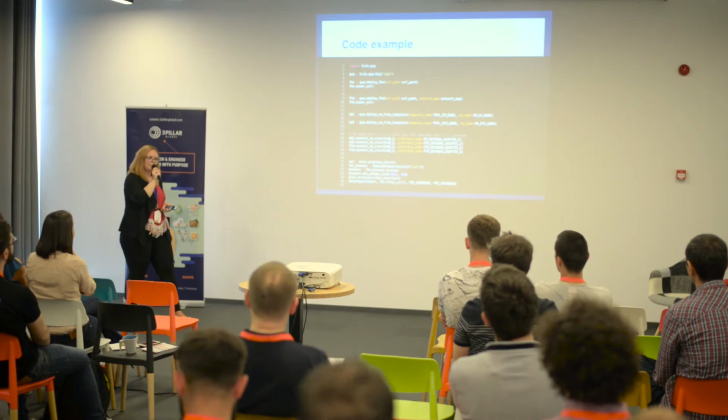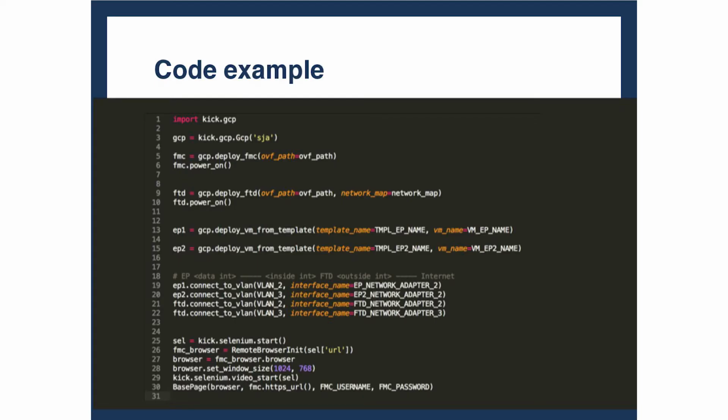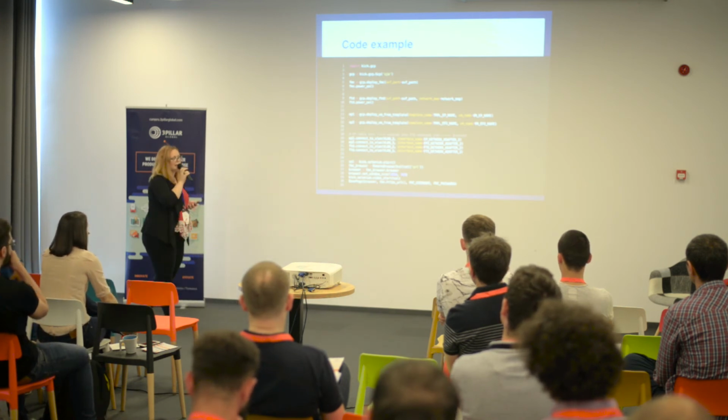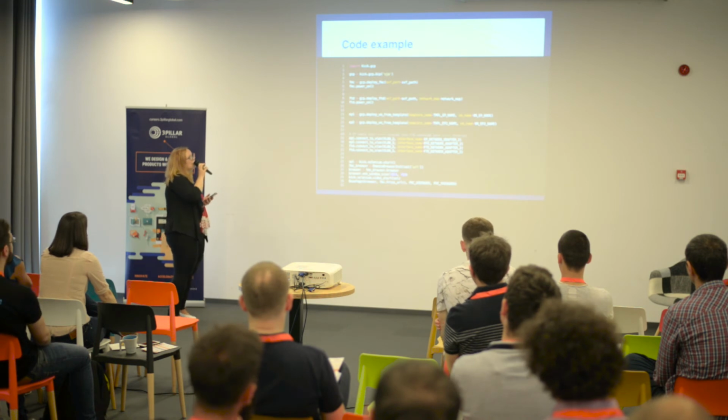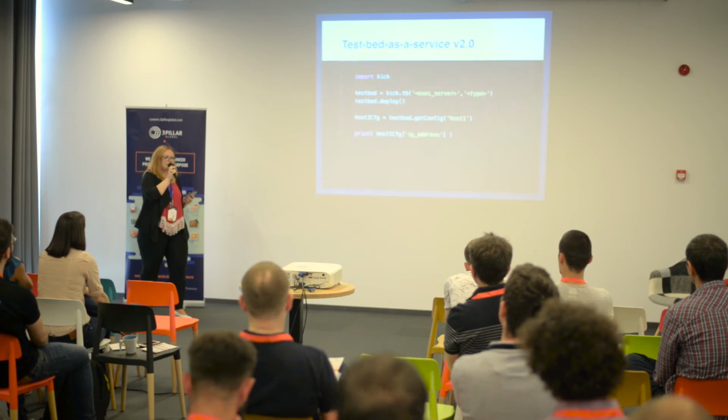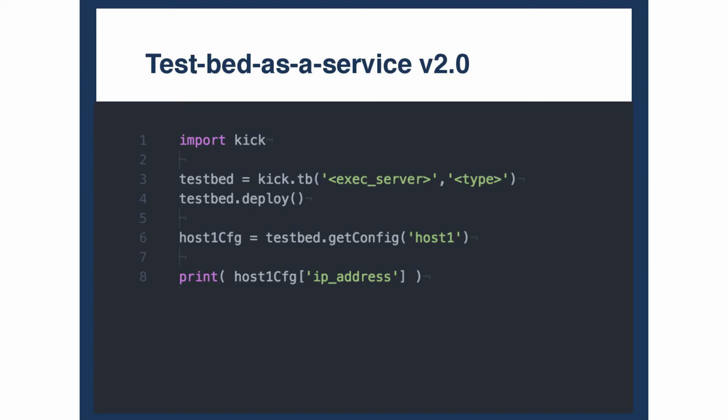Here is some code example. In these 30 lines of code, we managed to deploy and VLAN configure 4 host test beds. We also have the Selenium start and the video recording start, and we redirect the user to the login page. You can do all of this in only these 30 lines of code, and we plan to further improve it. This is currently work in progress, and we want to obtain the same result through these 8 lines of code.